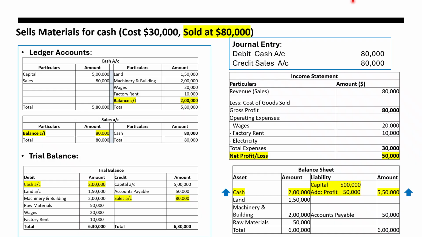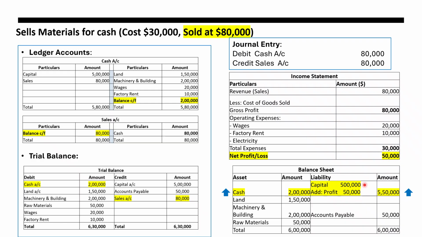We are recognizing revenue here, so it will reflect in the income statement as revenue sales 80,000, and here we already have recorded expenses for wages and factory rent. So the net of that, 80,000 minus 30,000, there's a net profit of 50,000 in the income statement. Now what happens? Capital account 5 lakhs plus the profit of 50,000.